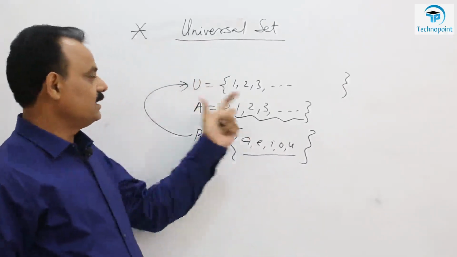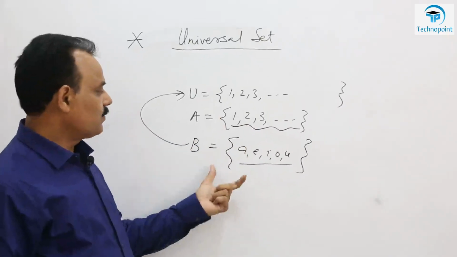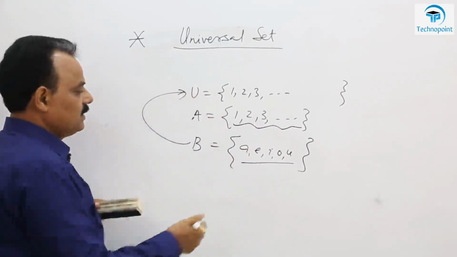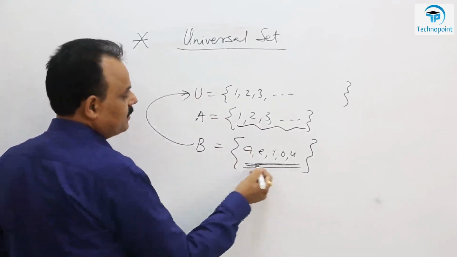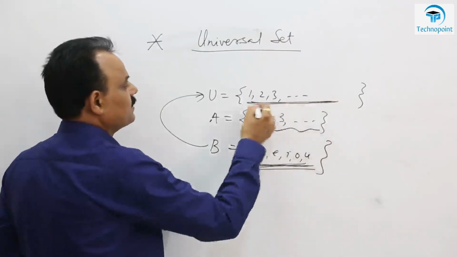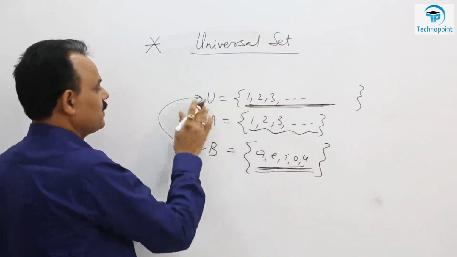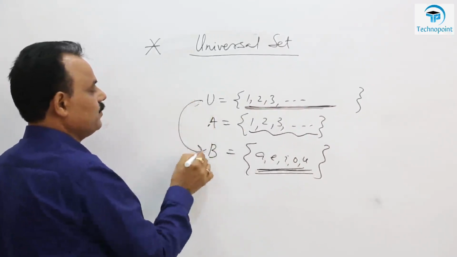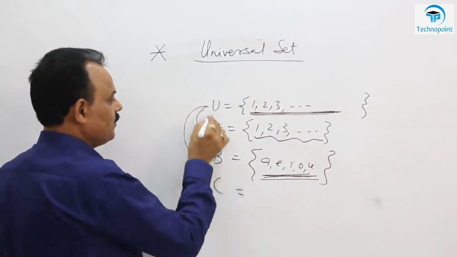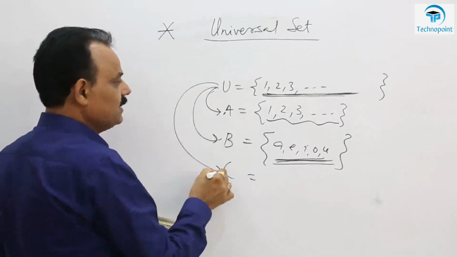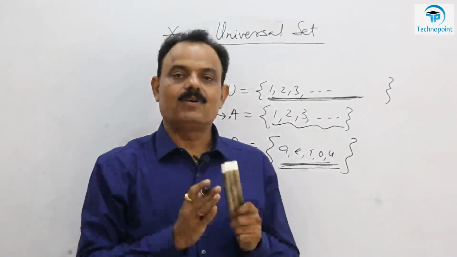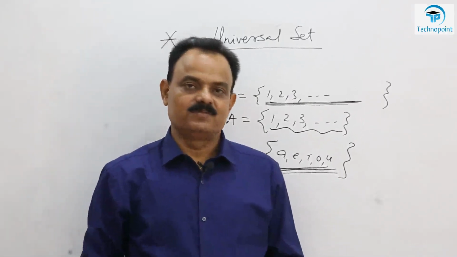Universal set contains everything. Whatever you consider will lie in the universal set. So the elements of B will be elements of this universal set. Obviously the universal set is the superset of B, the superset of A, and the superset of C. It means the universal set is the superset of all sets under consideration.